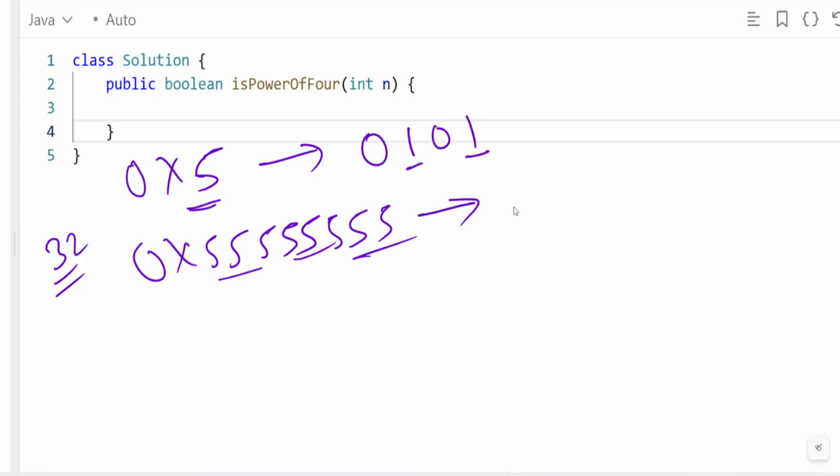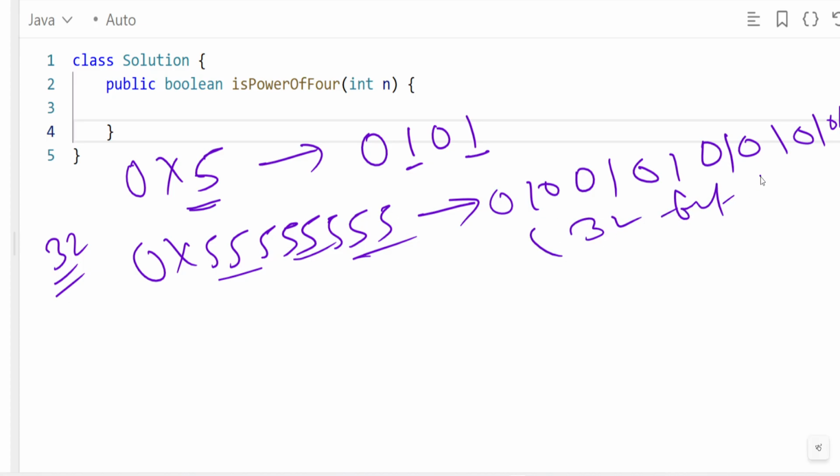If you represent it in this form, it will become a very big number, right? You have to convert it. Like that you need to check: 1 1 1 1 0 1 0 1 0 1, like that you will go, and in the last you will get 1. So if we are getting 32 bits in binary, we will see.